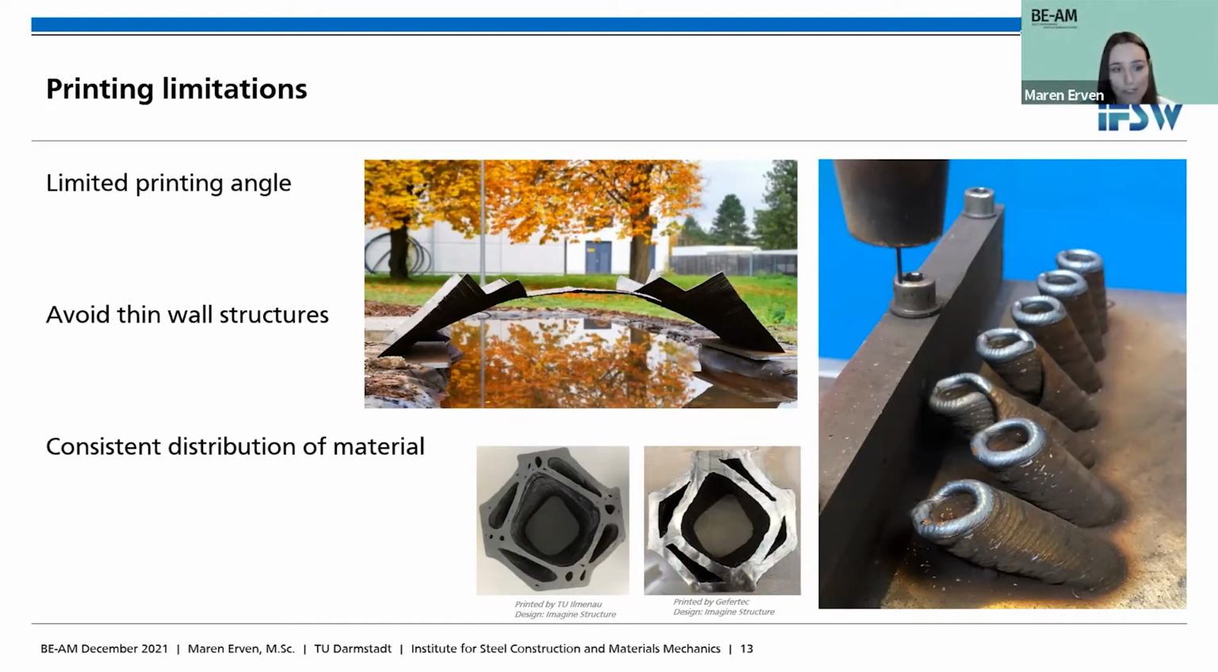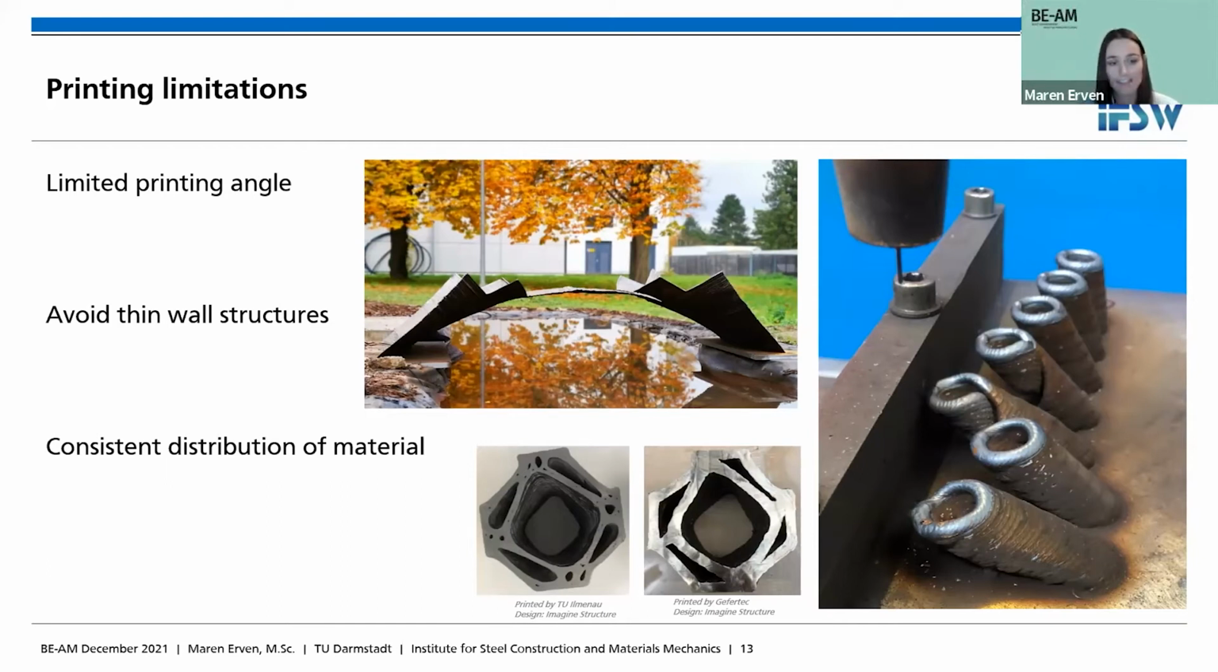Next point is that we should avoid thin-walled structures because of the residual stresses inside the structure, and this comes along with the welding process. And here, a closed section is more stiff and will minimize the distortion because of that.